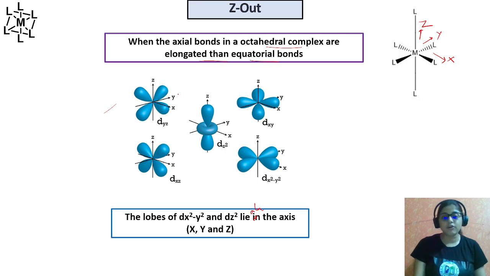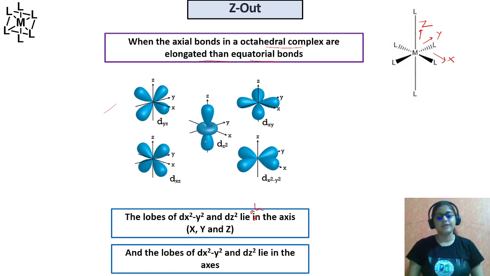And also in dz square, the orbitals are arranged along the axis. But in the other cases, they do not lie along the axis; they are in between the axes. See, this is between y and z, and here this is between x and z, like that. So these 2 points we have to remember.